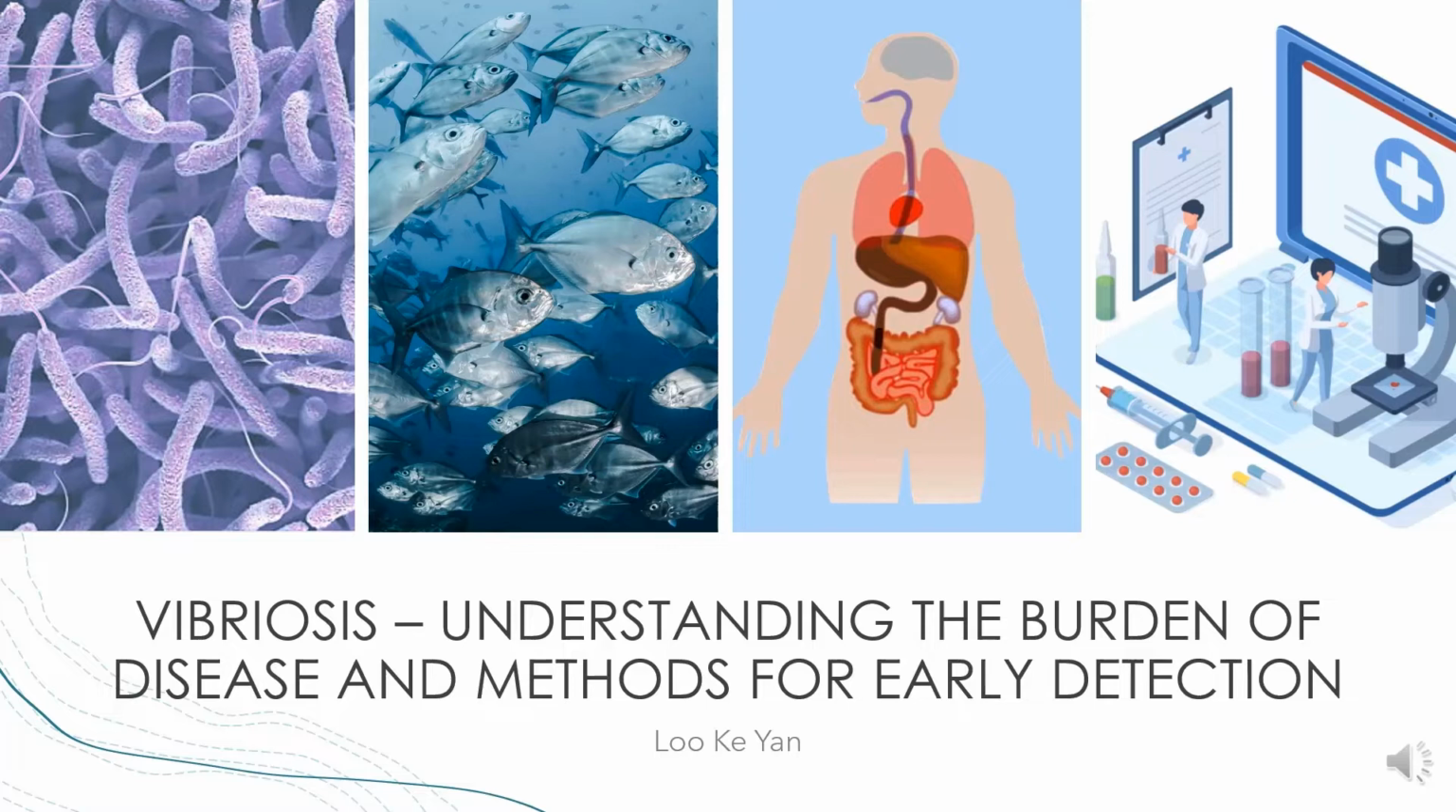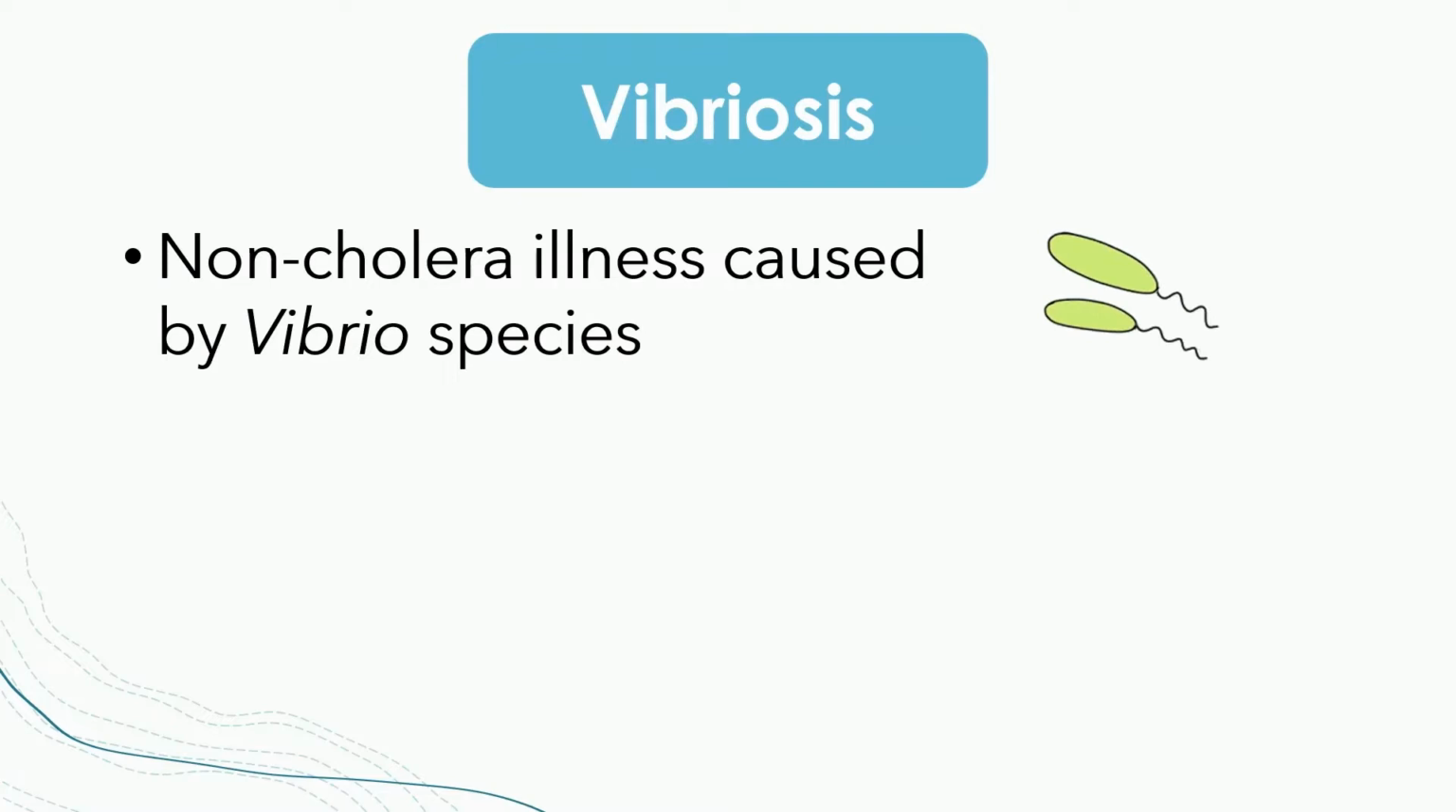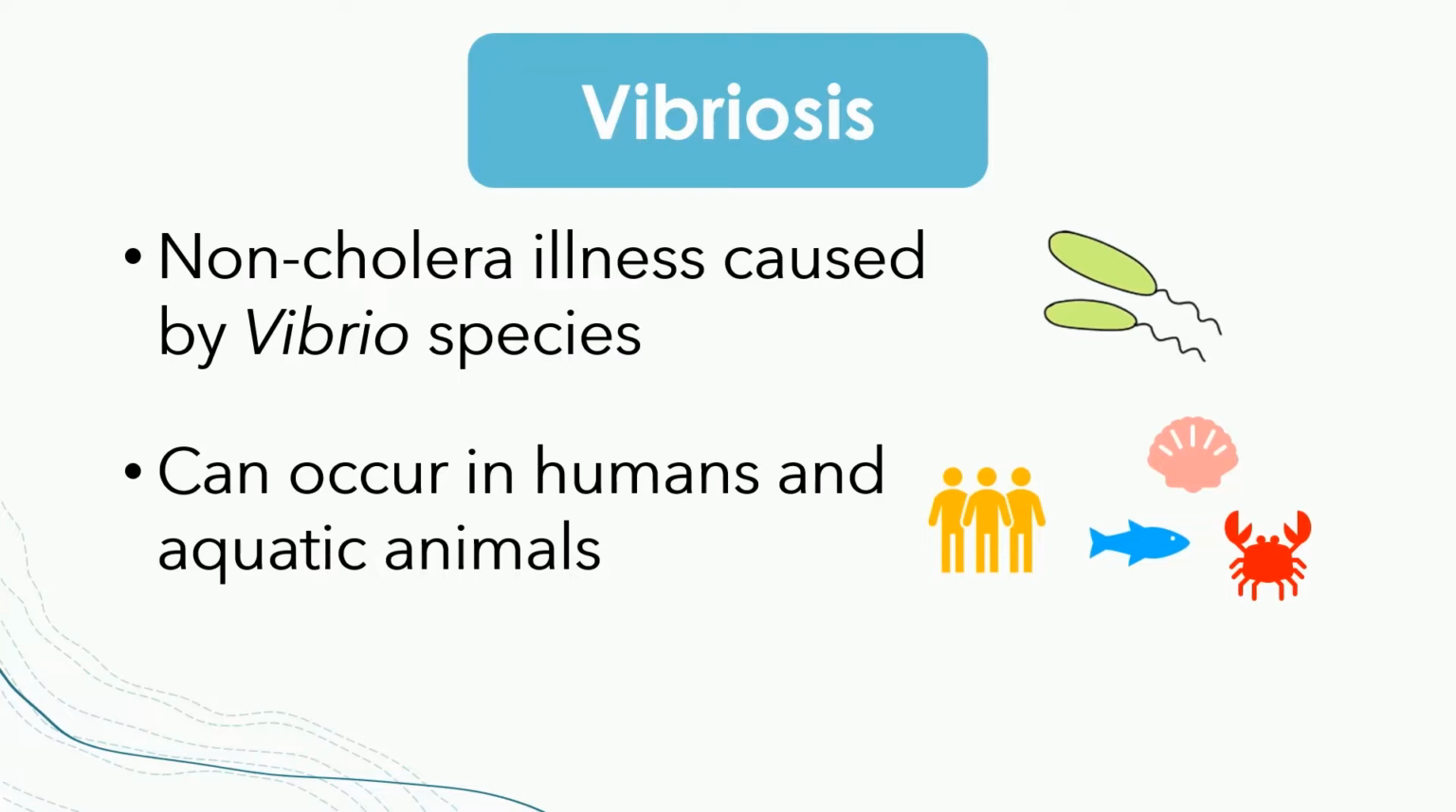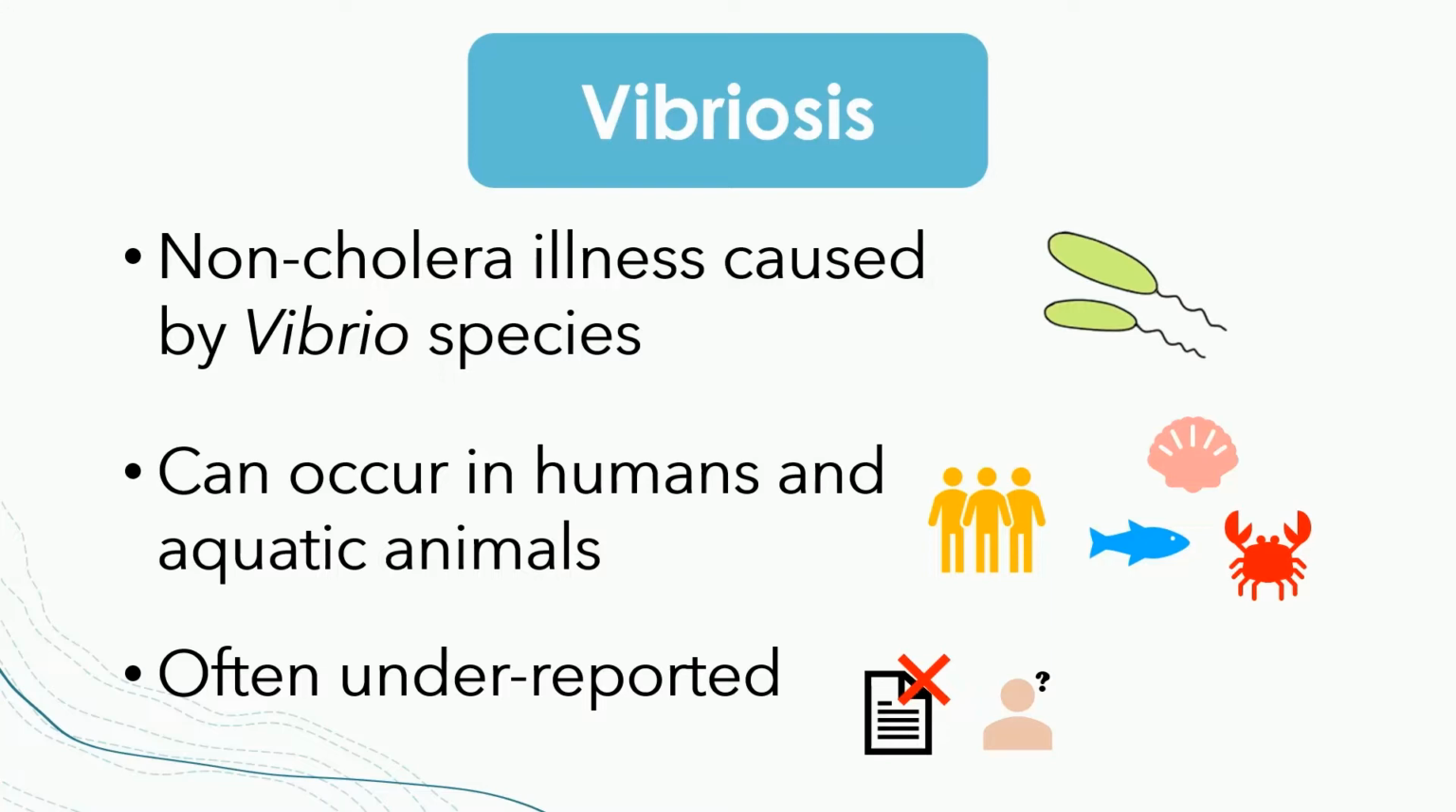I'll be presenting on Vibriosis, Understanding the Burden of Disease and Methods for Early Detection. So, what is Vibriosis? It is actually a non-cholera illness caused by Vibrio species. It can occur in both humans and aquatic animals. Vibriosis is actually quite often underreported, as healthy individuals are usually at a low risk of getting infected. However, in individuals who are high risk, there is a lack of awareness of the potentials of Vibrio infections.